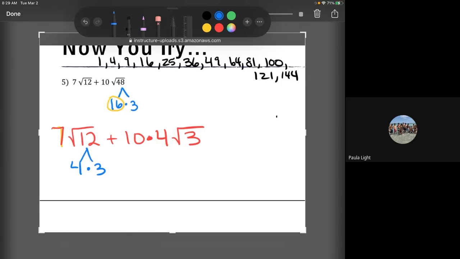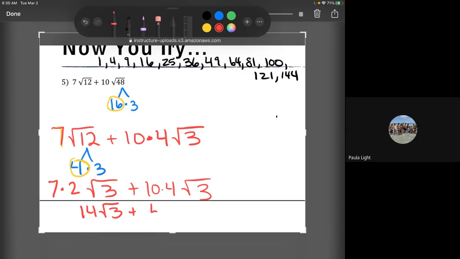Aha. The 4 is a perfect square. It's going to, what's the square root of 4? 2. So 2 is going to come out and get multiplied to 7. 7 times 2, radical 3. Aha, I'm getting somewhere. Plus 10 times 4, radical 3. Now my radicands look the same. Radical 3, radical 3. And I just do the multiplication out front of them to the left. 14 radical 3 plus 40 radical 3 gives me a grand total of 54 radical 3's.